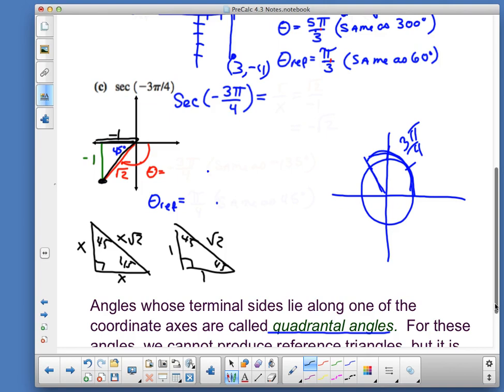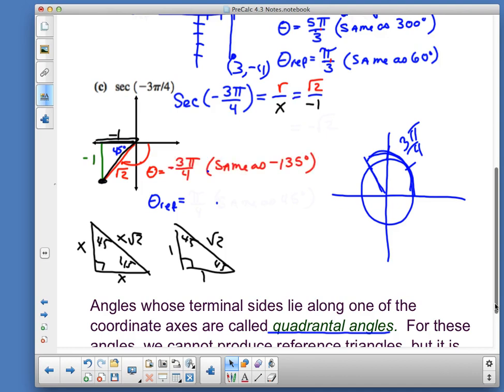Once you make that determination, finding your secant is quite quick, because secant is 1 over cosine. Cosine is adjacent to hypotenuse, and secant is the reciprocal of that. So I should be talking about the negative square root of 2. And finally, I think I put it down here: negative square root of 2. Are you okay with that negative square root of 2?